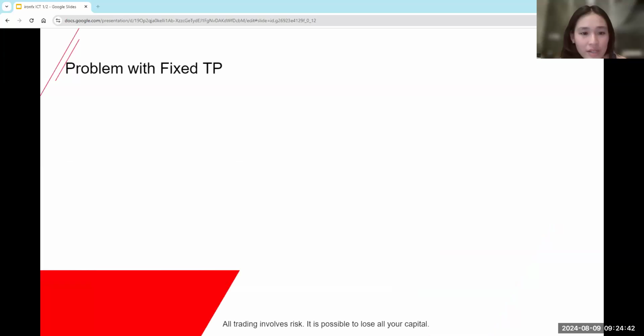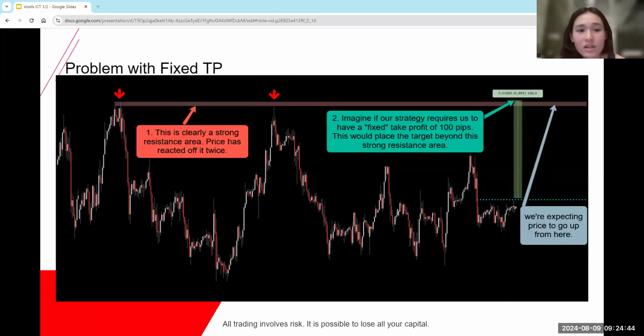Okay, and why it's important to have a trailing stop loss, which we'll get into in a bit, and other methods that you can use instead of this. So let's take a look at this example. The red area shows a strong resistance area since there have been two swing highs that are in line.